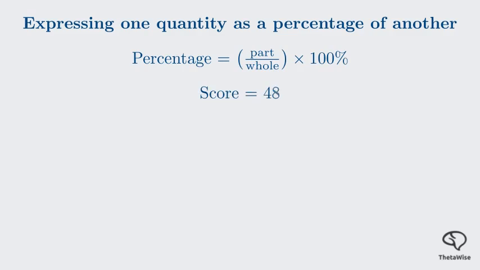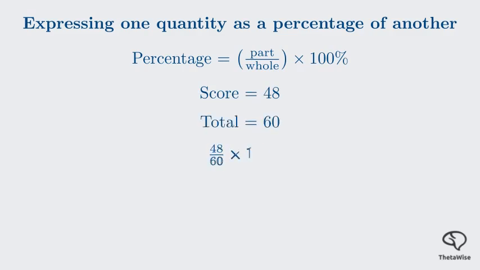Let's start with our first goal: expressing one quantity as a percentage of another. To do this, we write the first quantity as a fraction of the total and then multiply by 100 to convert it into a percentage. For example, imagine a student scores 48 marks out of 60 in a test. What is their percentage score?